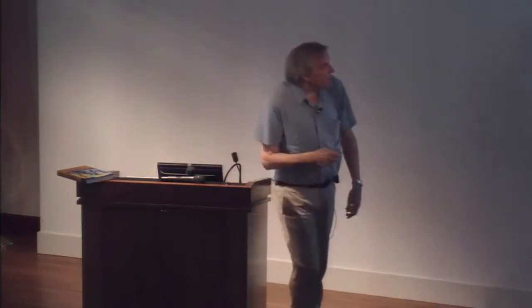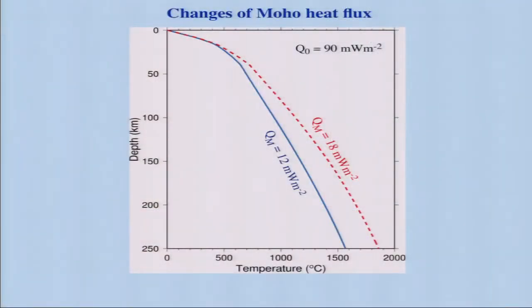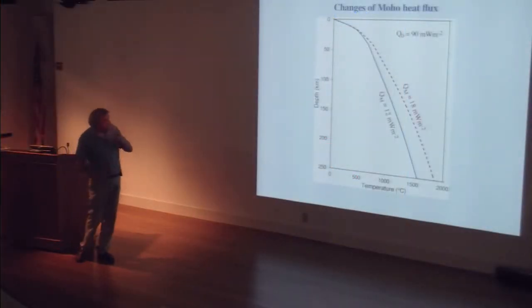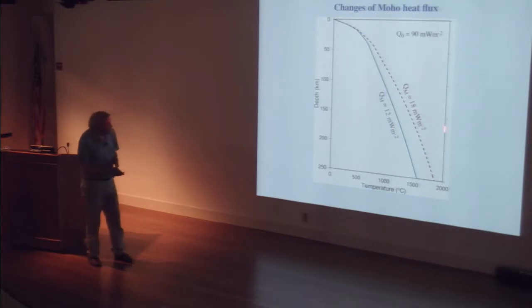Now, if you vary the Moho heat flux, the Moho heat flux is small, so we varied it between 12 and 18. This is, I think, about the range that we can account for using what we have. Same surface heat flux. And I forgot whether it's stratified or homogeneous crust. I think it's homogeneous crust here, just to show you the impact of this number.